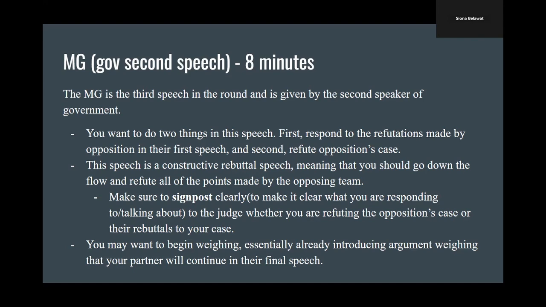So now you go down their case, you go down to the claim, you go down through the warrant, you say why your impact matters more, but don't explicitly start weighing in the middle of the round and make it really messy. Rather, just tackle the arguments, make the refutations, and in the end, if you have time, it looks really good if you start weighing, because after your speech, there's a 12-minute op block. But if you don't have enough time, that's okay. Your main job is to refute all the refutations they make on your case and rebut their case in detail, in depth.